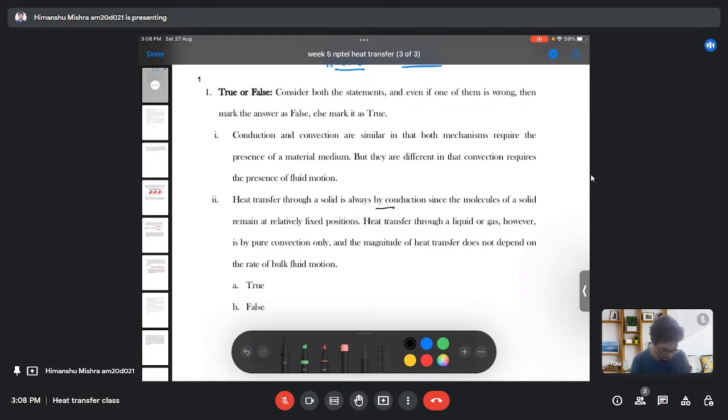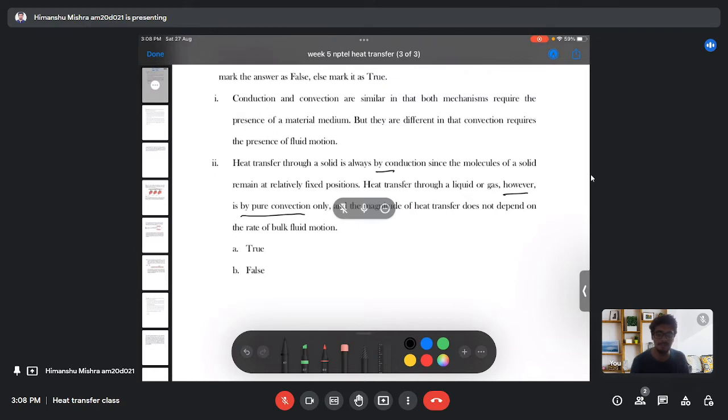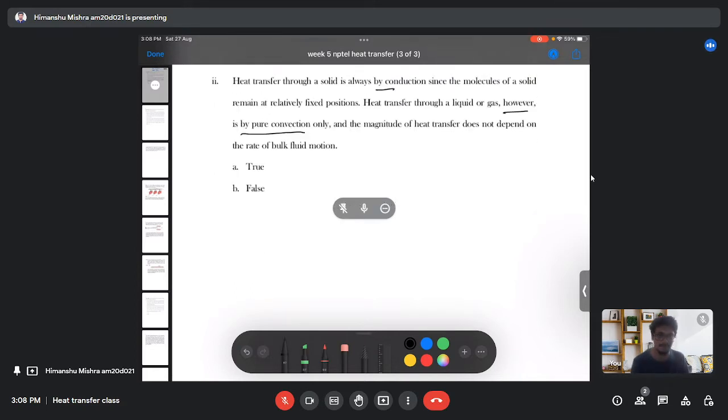So the heat transfer in a solid is always by conduction, since the molecules of a solid remain at a relatively fixed position. Heat transfer in a liquid or gas, however, is by pure convection only, and the magnitude of heat transfer does not depend on the rate of bulk motion of the fluid. So here we can see that the second statement is not correct, because it says that the heat transfer in a gas or liquid occurs due to pure convection only, which is not actually true.